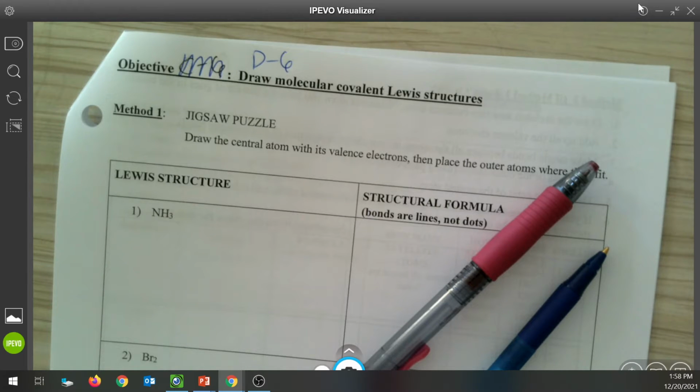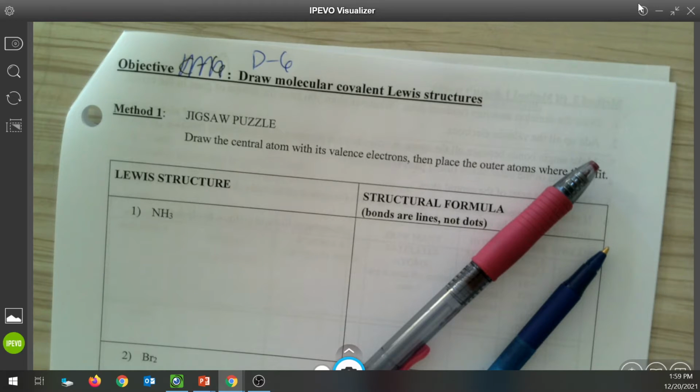All right. So what we're going to do in D6 is draw Lewis structures for covalent. Okay, we've already done Lewis structures for ionic. Electrons were transferred. We drew the dots and then we drew an arrow. In covalent, electrons aren't transferred. They're shared. Okay. So now we're going to learn how to draw a Lewis structure where electrons are shared rather than transferred.